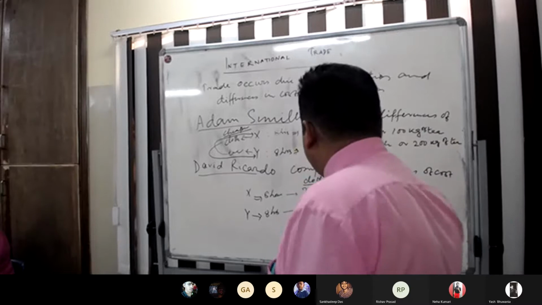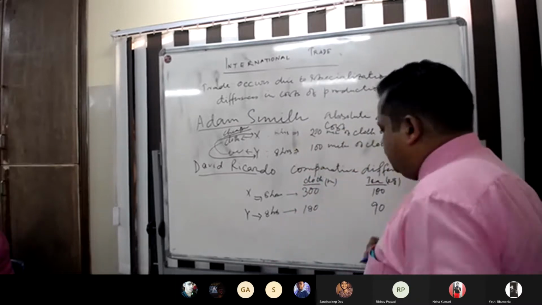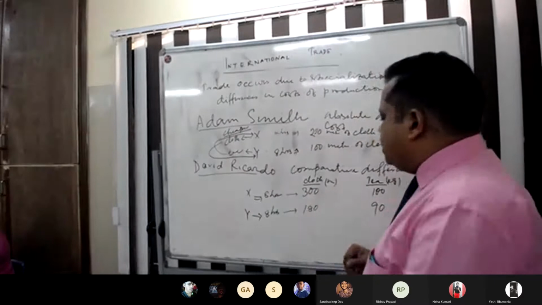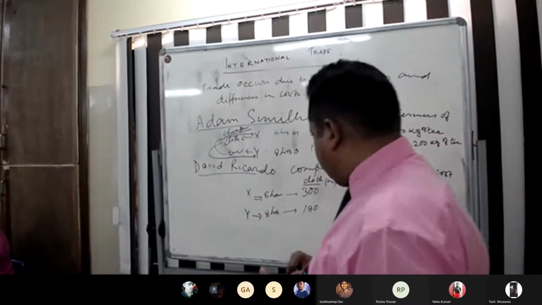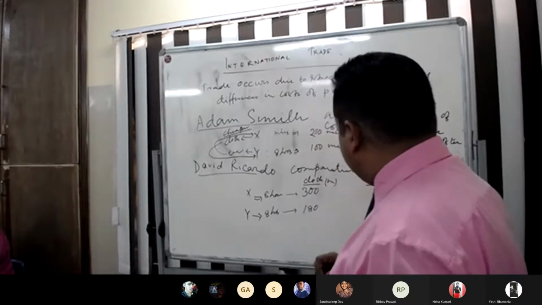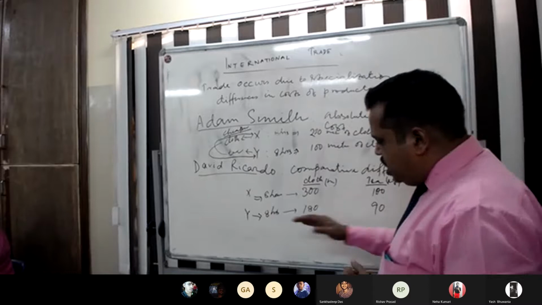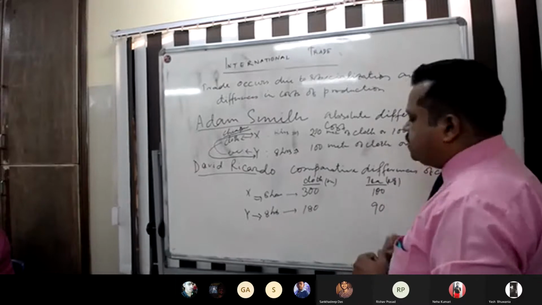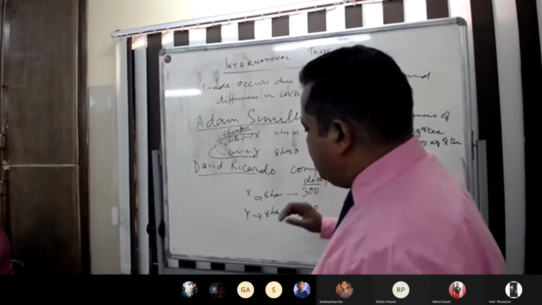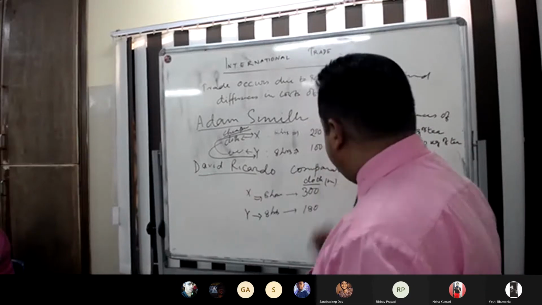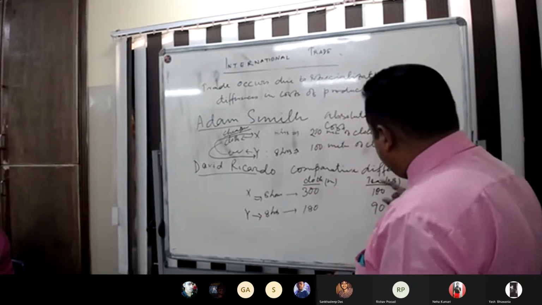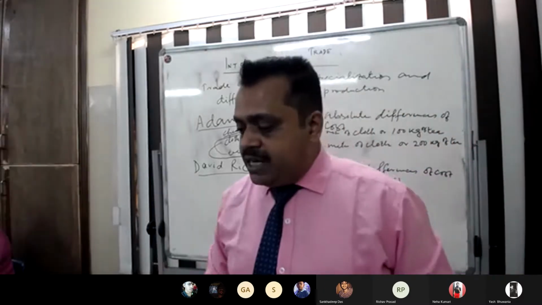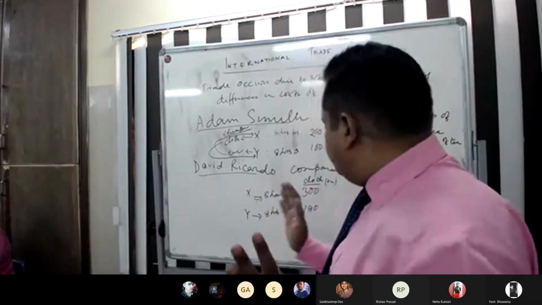Say 180 meters of cloth and 90 kilograms of tea leaves are produced. Now you see in this example, X is a country where spending 8 hours of labor, 300 meters of cloth or 100 kilograms of tea leaves are produced. Here, spending 8 hours of work, 180 meters of cloth or 90 kilograms of tea leaves are produced. Now, X has the absolute advantage in production of both cloth and tea because 100 is more than 90 and 300 is more than 180. So the country has absolute advantage in production of both the commodities, cloth and tea leaves.